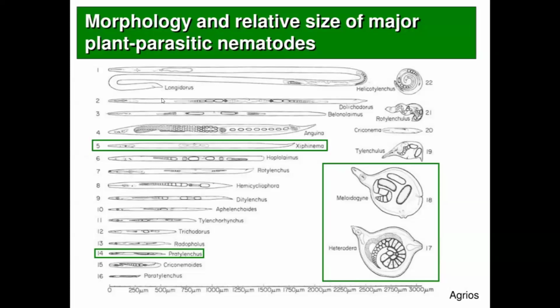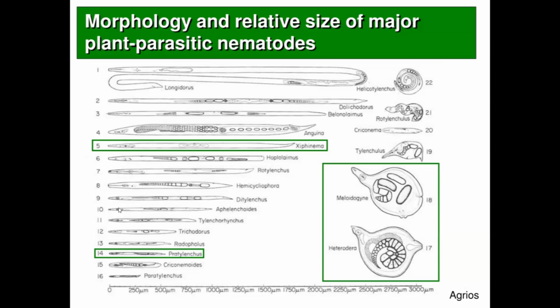Look at number 2 here. Now this is Dolichodorus. Dolichodorus is also a long nematode. Then number 3, you have Belolimus. You have Anguina. Number 5, very interesting. I had to highlight this in a slide. This is Zephyrema. Zephyrema is interesting. Those are the nematodes I'm really focused on personally now in my own research. Then you have Hoplolimus, number 6. On number 7, you have Rotilencus. On number 8, you have Hemicyclophora. On number 9, you have Dictylencus.